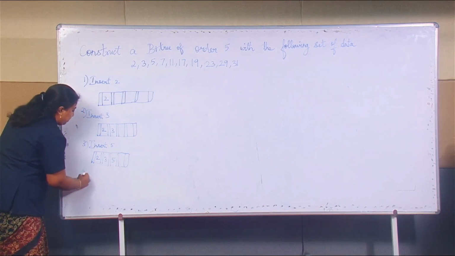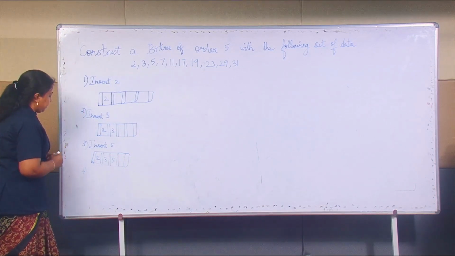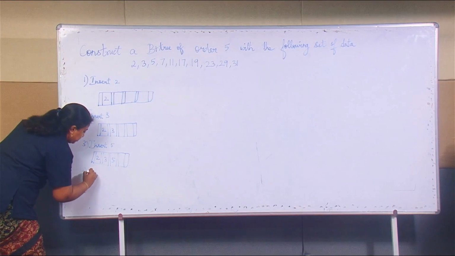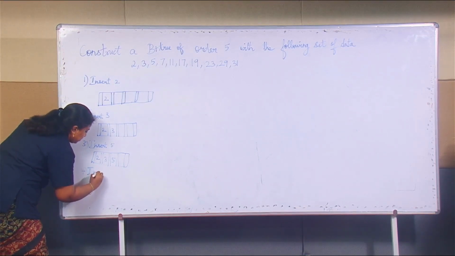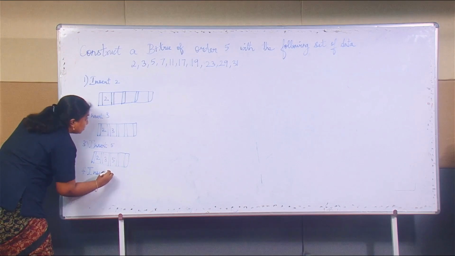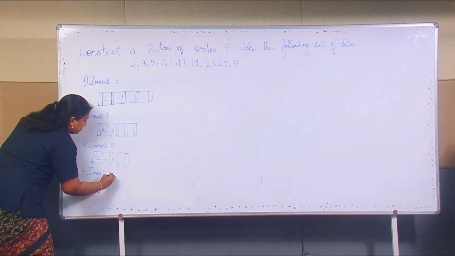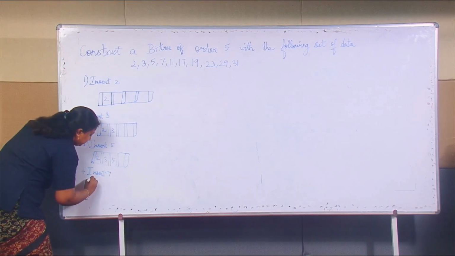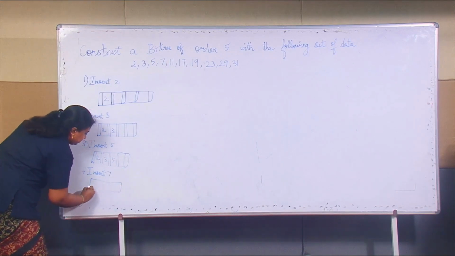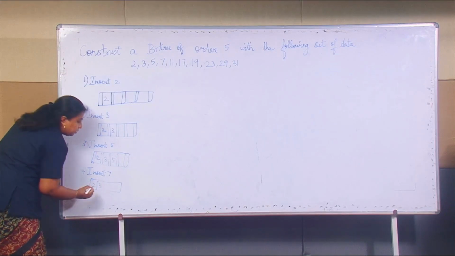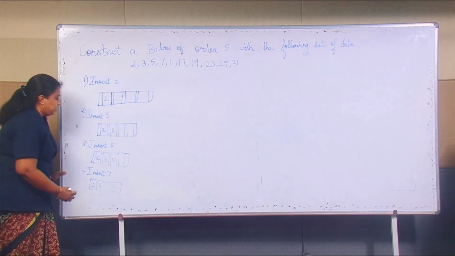And in the fourth step, insert 7. So we have 2, 3, 5 and 7.